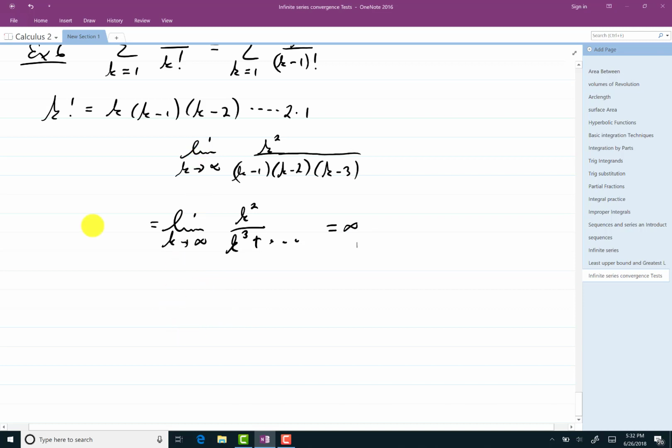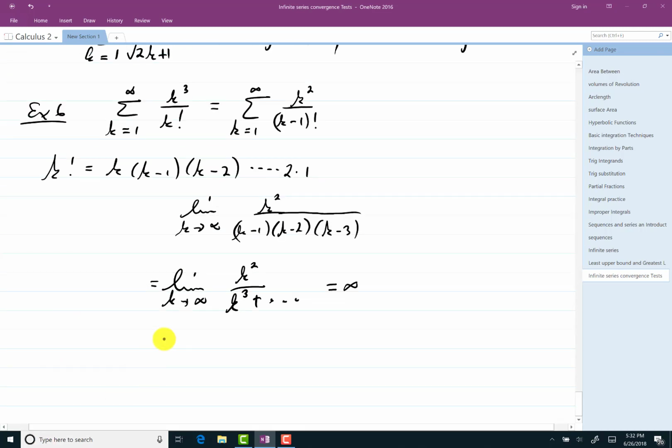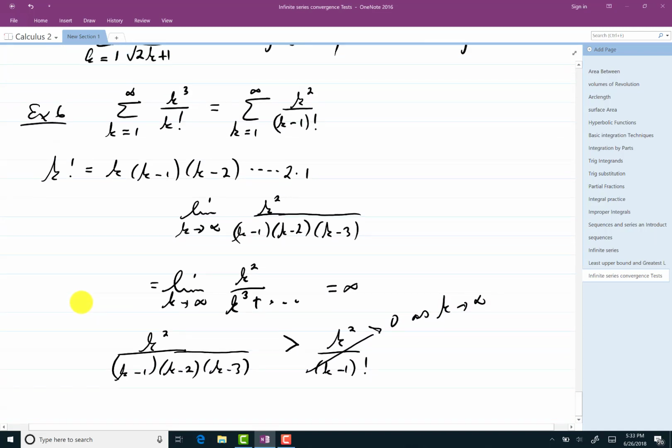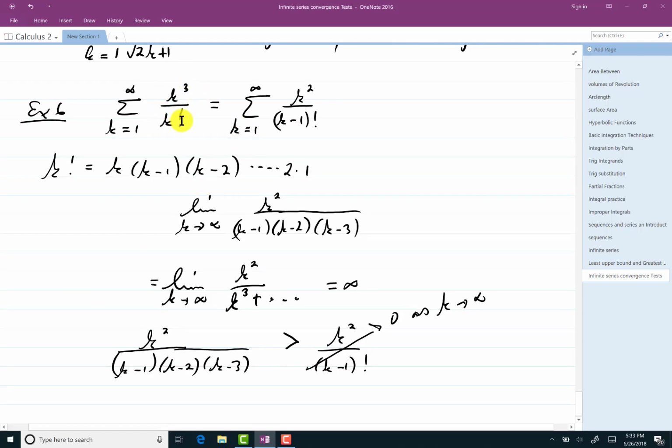And if you look at these terms, if you have k squared over k minus 1 times k minus 2 times k minus 3, if you look at just this part, now since this is going to 0, that'll force that to go to 0. So that goes to 0 as k goes to infinity. So by the divergence test, I know that this goes to 0. These terms go to 0.